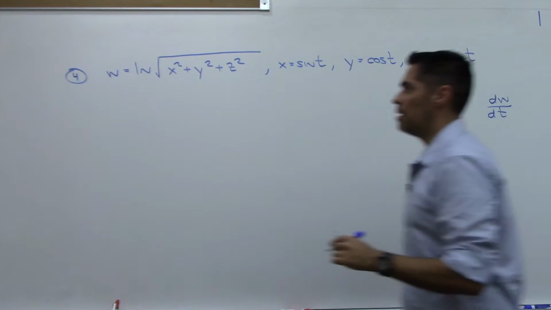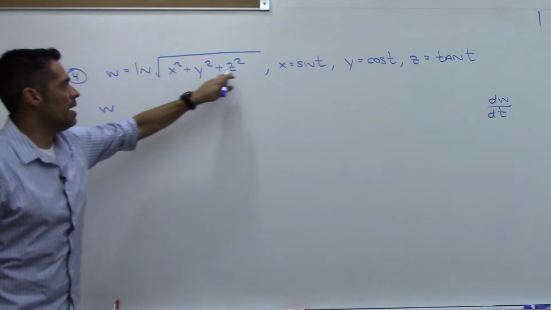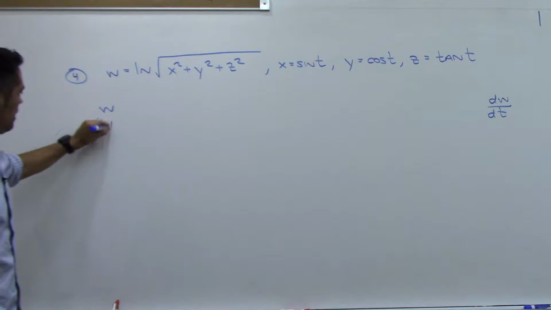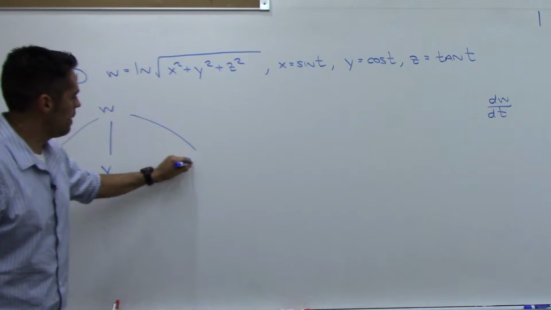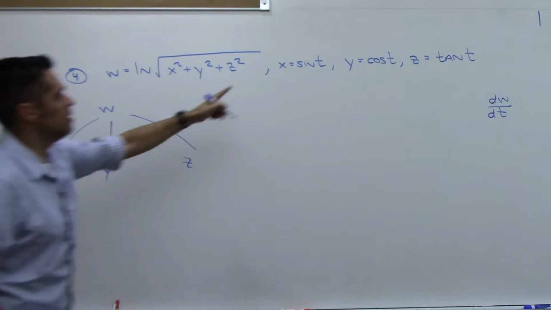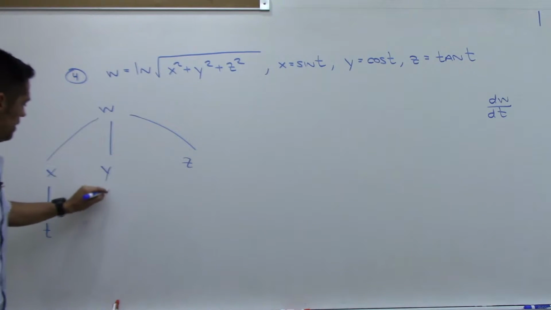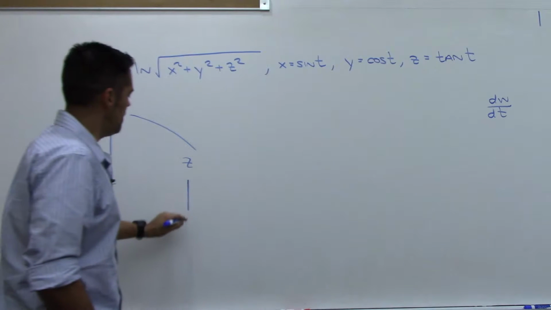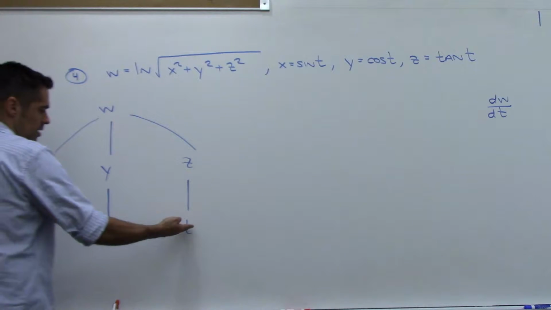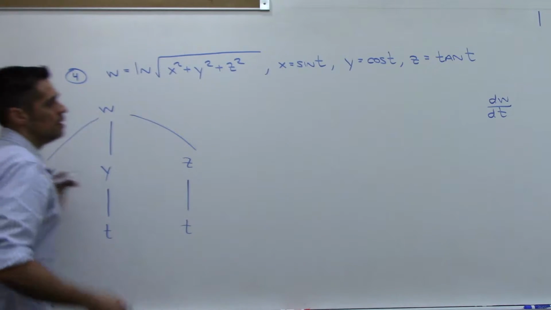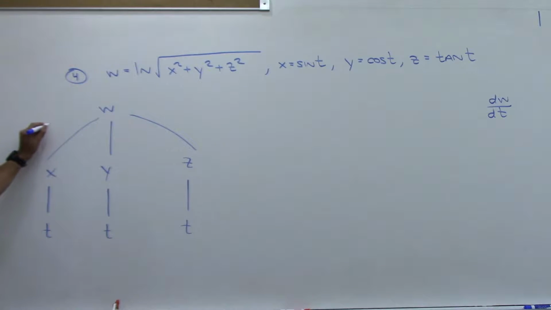But let me draw a tree here. I have w up top. w depends on x, y, and z, so I actually have 3 different variables that it depends on, x, y, and z. And x depends on t, y depends on t, and z depends on t. So since all I need to know is t in order to determine w, then dw dt, the straight derivative, is possible.